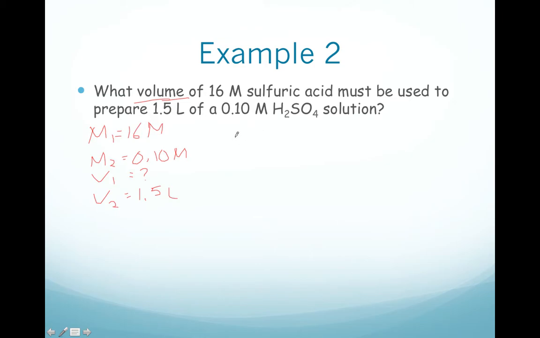Notice you have, for our equation, n over V. In both cases, I have a molarity and I have a volume, and I don't have moles. But I can solve it for n. So to get n by itself, we're going to take n equals M times V. In this case, I have my first molarity and my first volume. I also have this same n is going to be equal to my M2.